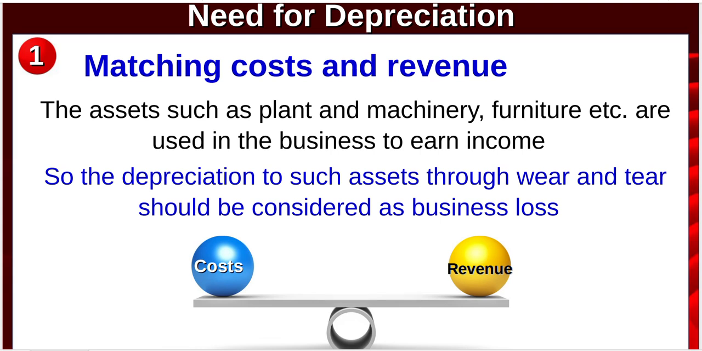So to replace assets in the future, we need to keep a provision for the same. आखिर कितने अमाउंट का प्रोविजन करें, और दूसरी एक बात ये कि आपको अपनी एसेट की वैल्यू की रिकवरी भी लेनी है अपने ही बिजनेस से, that's why we calculate the depreciation. So the first point: matching cost and revenue.